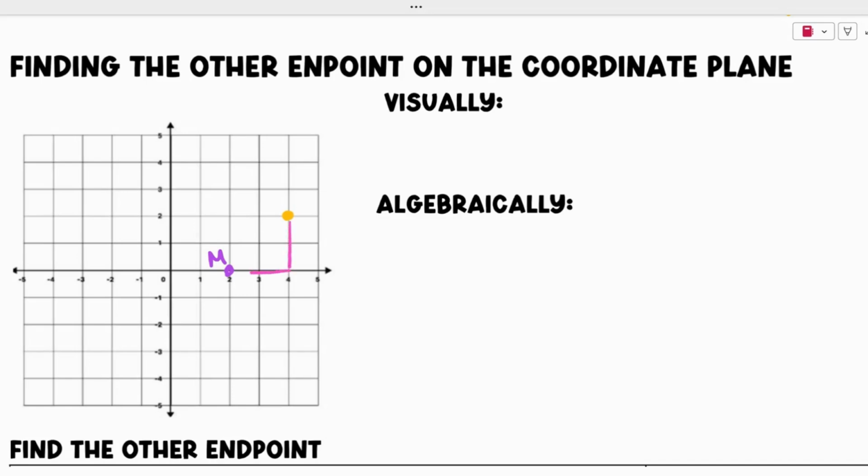So if I want to travel from the yellow point to the purple point, I had to go down 2, left 2. If I travel again, down 2, left 2, I'm going to wind up at this point, 0, -2. And that right there is the other endpoint of this segment, where M is the midpoint. M is in the middle. So that segment is going to look something like this.